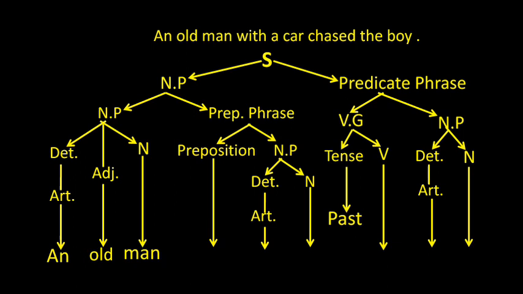From the first, this noun phrase you can see on the screen has been divided into three. This noun phrase has come from the earlier noun phrase, that is the first noun phrase of the sentence, and that has come from the sentence directly. Then we have got the preposition phrase, and this preposition phrase has been divided into preposition and noun phrase. The preposition is with, a is determiner article, and noun is car: with a car, an old man with a car.